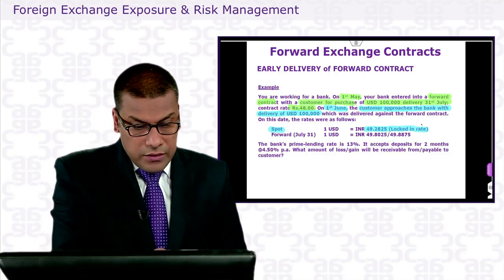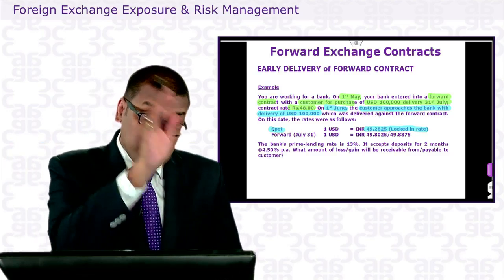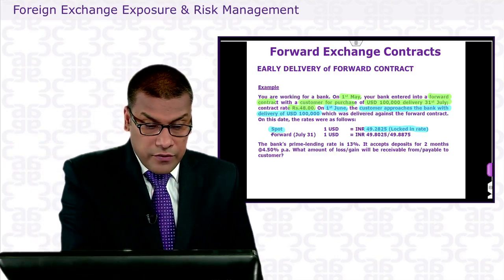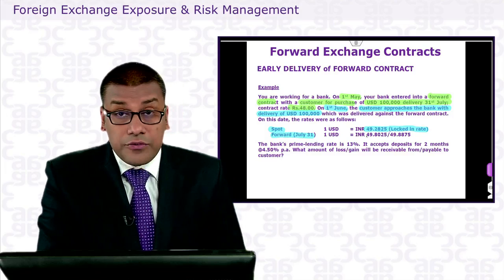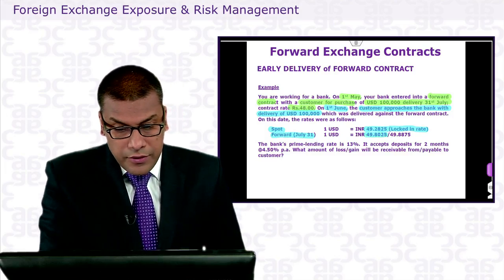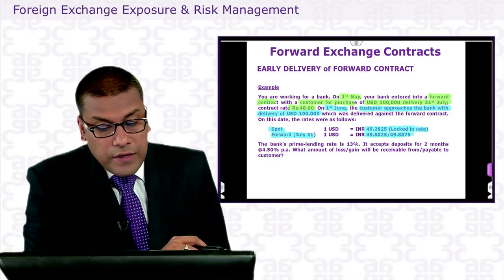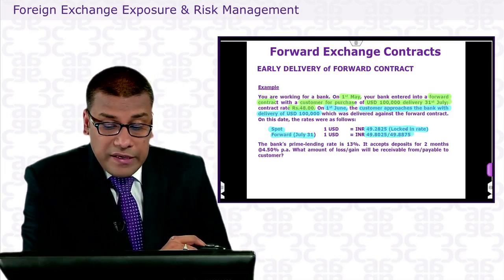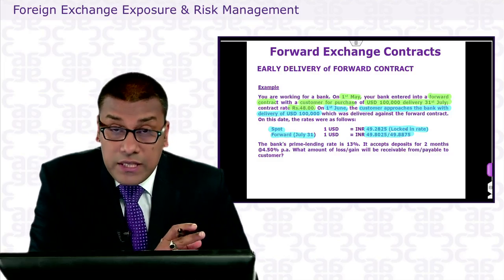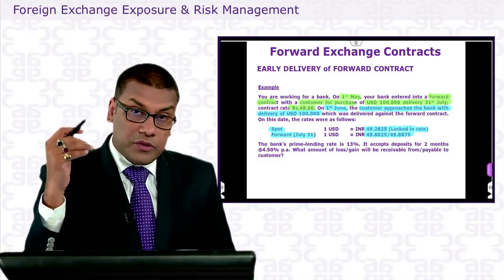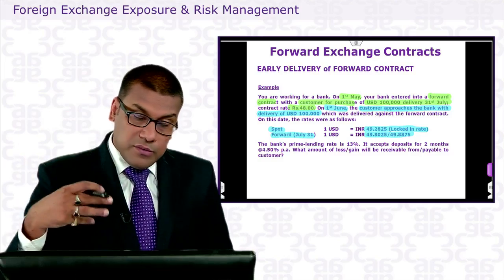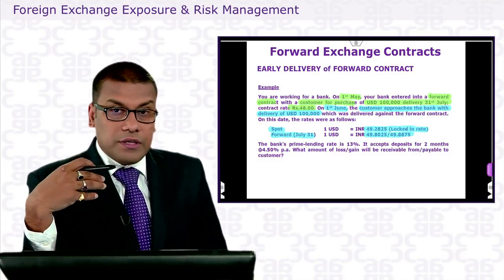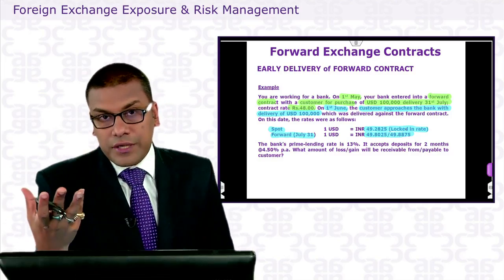And you get a forward for July 31st, which was the original date of maturity of the contract. You get a forward rate which is again given outright in this problem as 49.8025 for buy, and 49.8875 for sell. So here it's at premium, so margin is at premium. That premium has been added to the spot rate, and that is when we say you're quoting it outright.